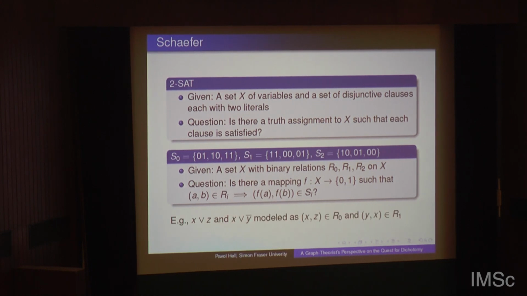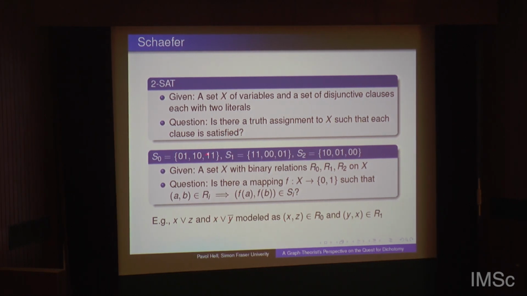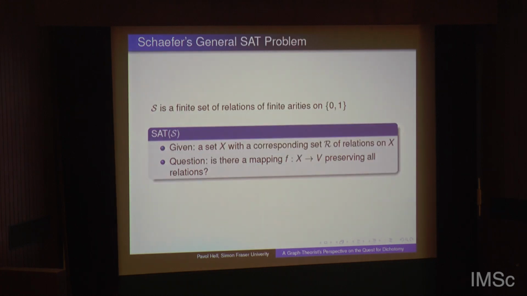relations. So, for example, suppose we have 2 clauses, x or z, and x or y bar. So we put xz in the relation R0. We want the values to be these. And then we put yx, we flip them, in the relation R1. Their values should be these. I think you get the idea. So the general SAT problem is the following. You have a finite set of finitary relations on the ground set {0, 1}. And then the input is a set with a corresponding set of relations. By that I mean if S has 1 ternary and 2 quaternary relations, S1, S2, S3, then the input will have the same 1 ternary and 2 quaternary relations, R1, R2, R3. Anything in R1 will map to something in S1, and so on.